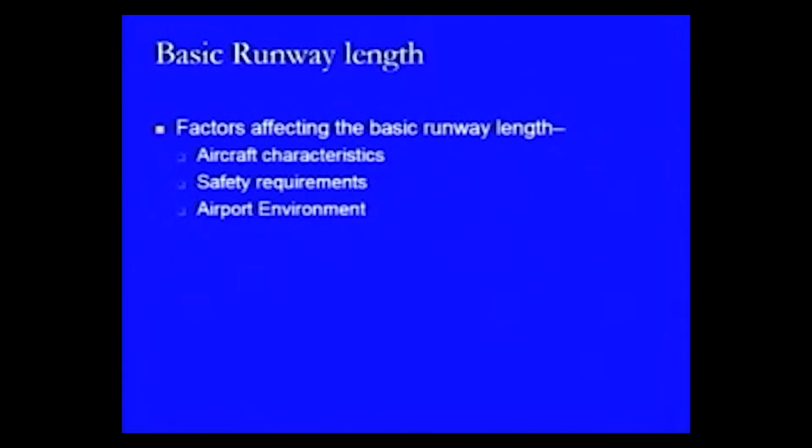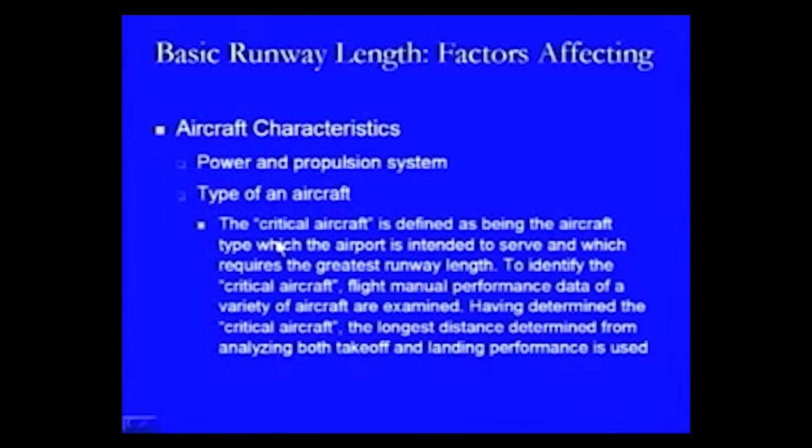Now, in this case, when we look at the various factors which are going to create their effect on the runway length, then they can be categorized under 3 broad headings. The major factors may be the aircraft characteristics, the safety requirements and the airport environment. Now, we will be discussing the various aspects related to these broad categories of the factors, and in the case of aircraft characteristics, the very first thing which is going to create an effect is the power and the propulsion system.